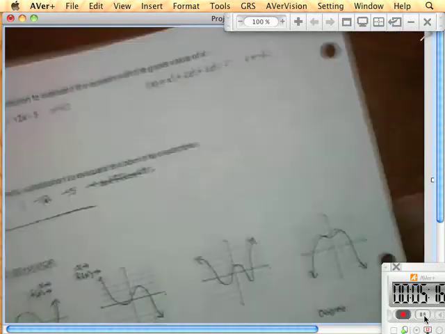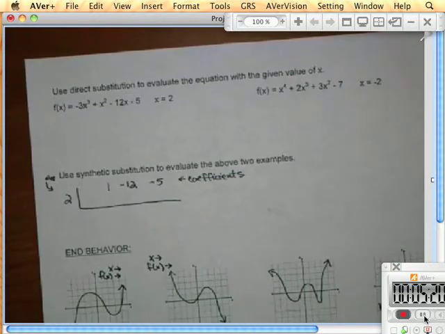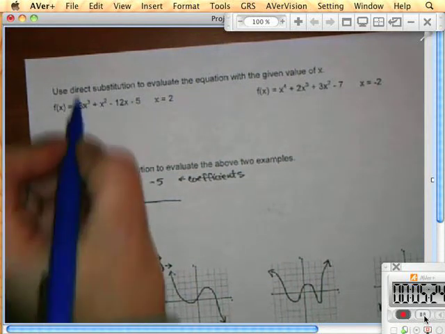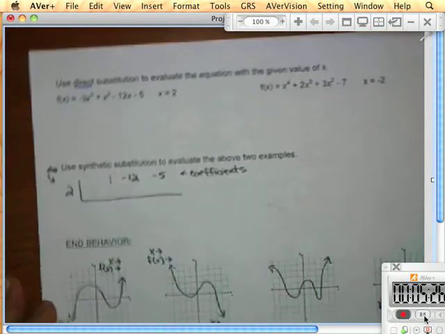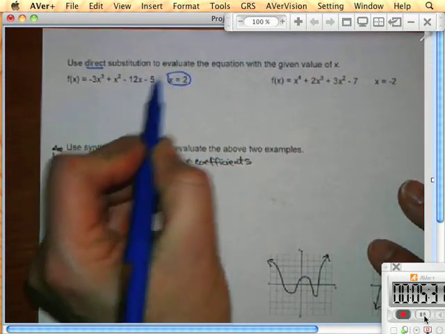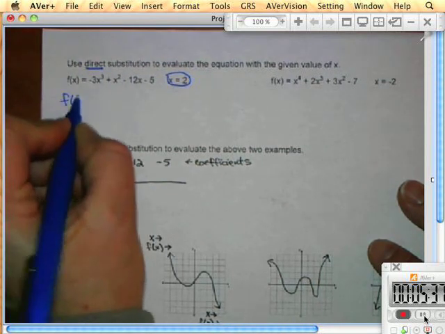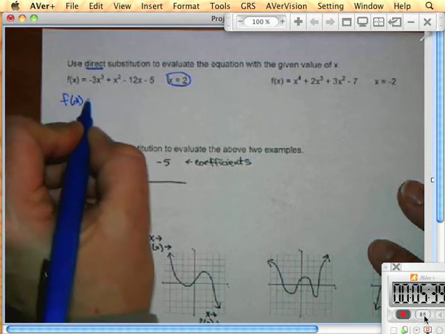All right, next page. Use direct substitution to evaluate the equation with the given value of x. Direct substitution is basically what you've been doing your whole algebra career. All you do is if they give you the value for x, you substitute it in wherever x is. So I'm going to say f of 2. That means 2 is going into my function. Anywhere there's an x.